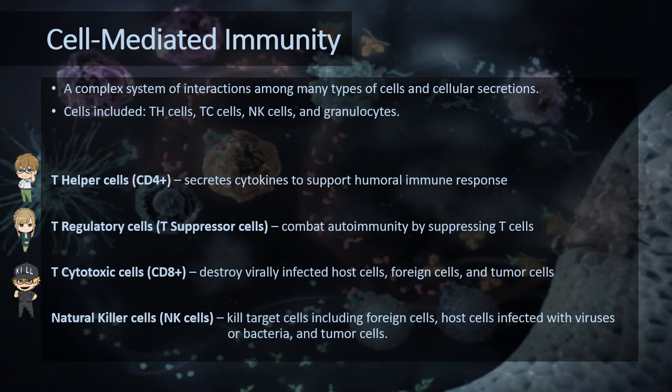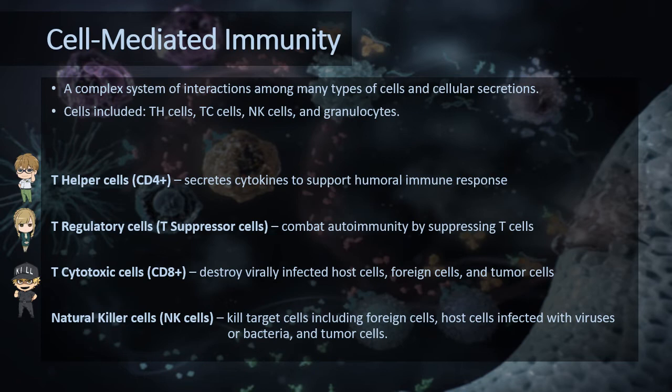Cell-mediated immunity is a complex system of interactions among many types of cells and cellular secretions. So it involves cells like the T helper cells, cytotoxic T cells, T regulatory cells, NK cells, and granulocytes. So we will discuss the function of each cell. First we have the T helper cells, or the CD4. This is called CD4 since this expresses CD4 on its surface. This cell secretes cytokines to support the humoral immune response.